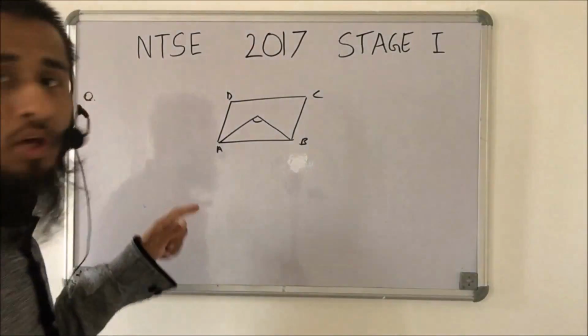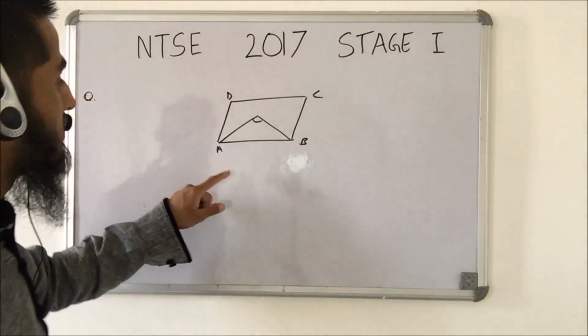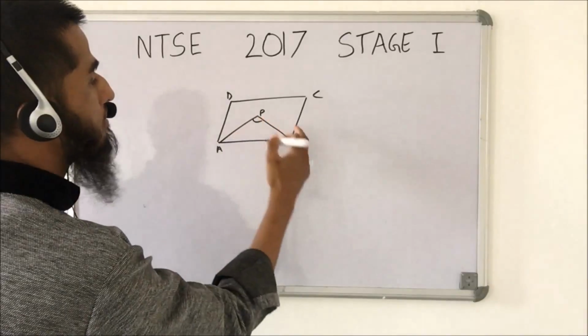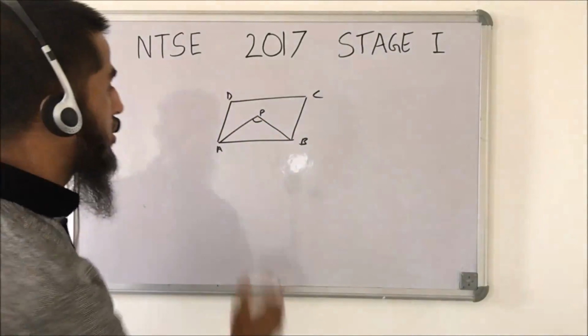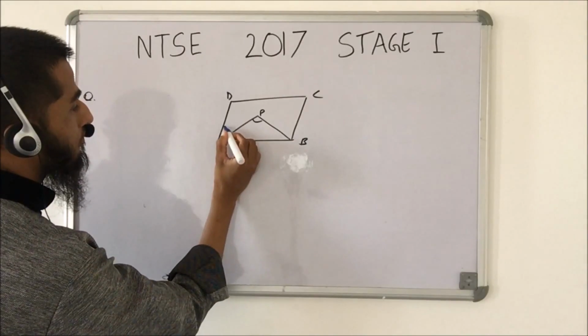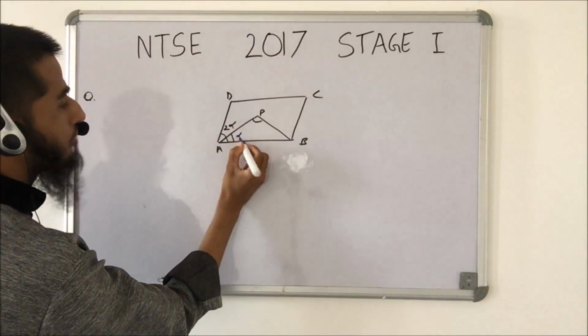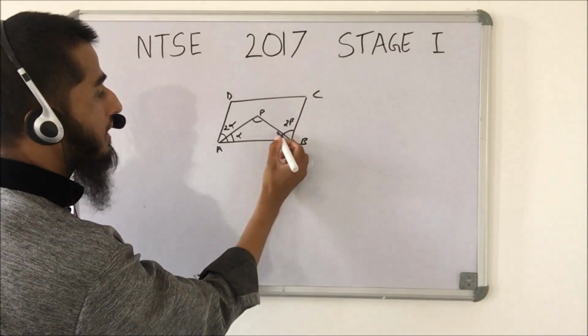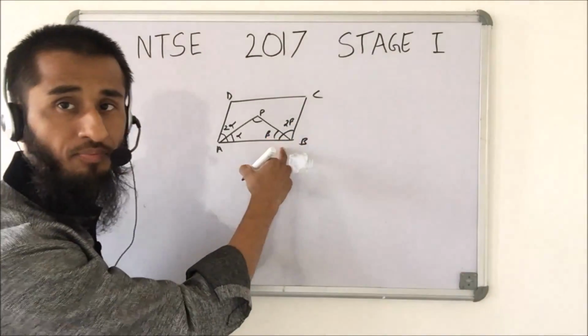In this question a parallelogram is given, and it is given that AP is the bisector of this angle and BP is the bisector of this angle. Then we need to find out the value of this angle APB. Suppose this angle is 2 alpha, then this becomes alpha because this is the bisector, and if this angle is 2 beta, then this becomes beta because this is the bisector.